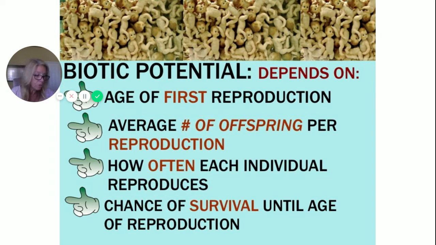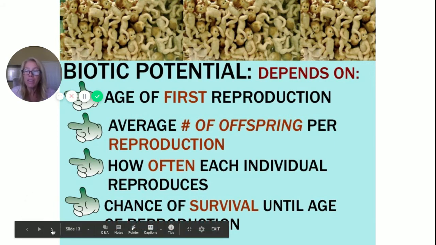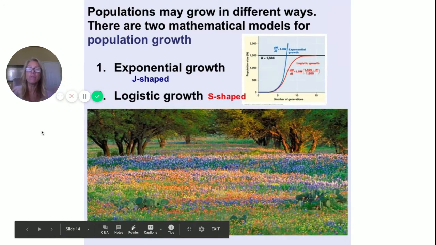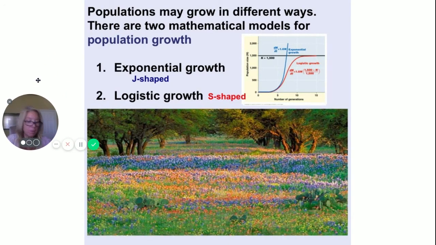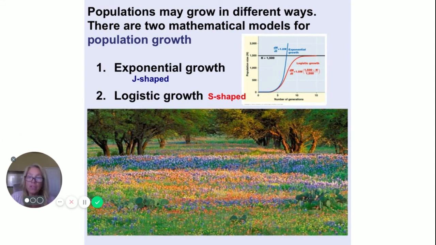All right, so hopefully you filled in your notes: age of first reproduction, average number of offspring, how often each individual reproduces, and chances of survival until age of reproduction. So then that brings us to kind of looking at the 2 types of growth curves. And I'm going to introduce it now. We're going to revisit it later. So exponential growth curves versus logistic growth curves.